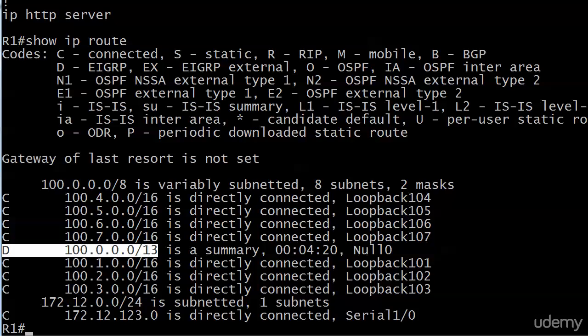And it's 100.0.0.0/13, is a summary. Null0, again, it's a route to the trash can. If the next hop or the exit interface is Null0, that means it's not going anywhere. And again, it's a routing loop prevention mechanism to prevent packets from coming in that are part of the summary but the network doesn't actually exist. And in that case, router 1 has a way to go ahead and get rid of them, say you're out of here. And that's all there is to it.